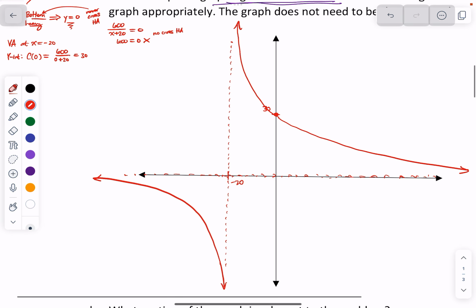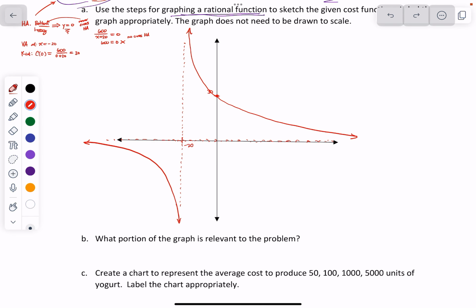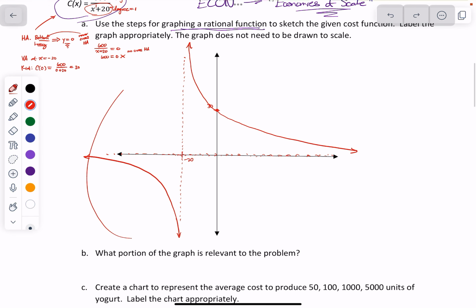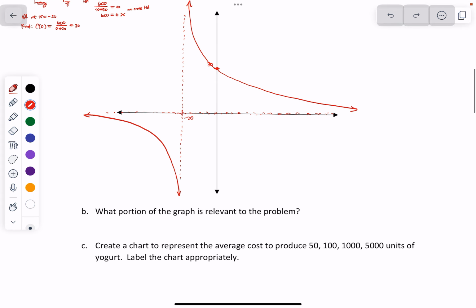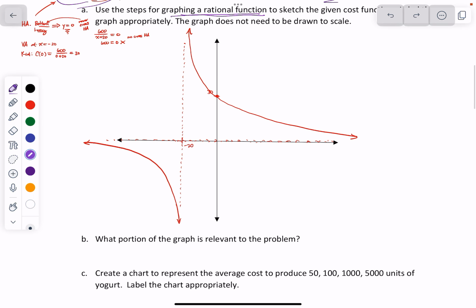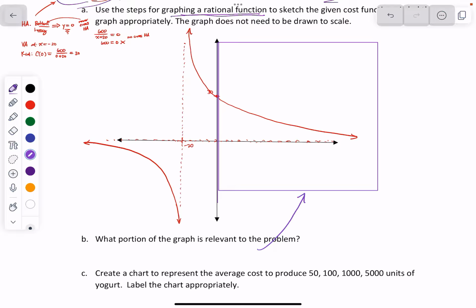I wasn't too concerned about finding a point over here just because this is a real-world scenario. And so we're not actually going to use most of this stuff over here. We're actually only going to be concerned with the stuff on the right side. So what portion of the graph is irrelevant to the problem? It would be this stuff, that stuff right there.